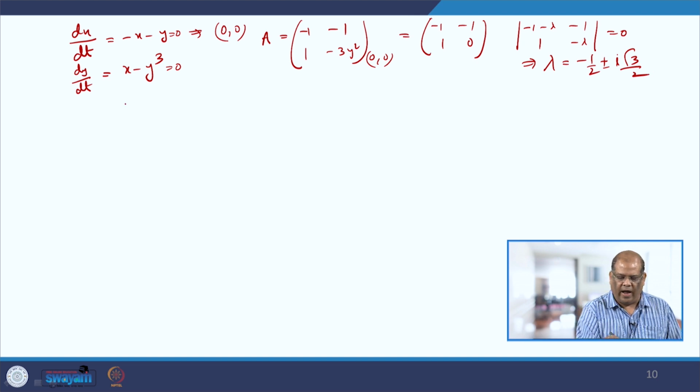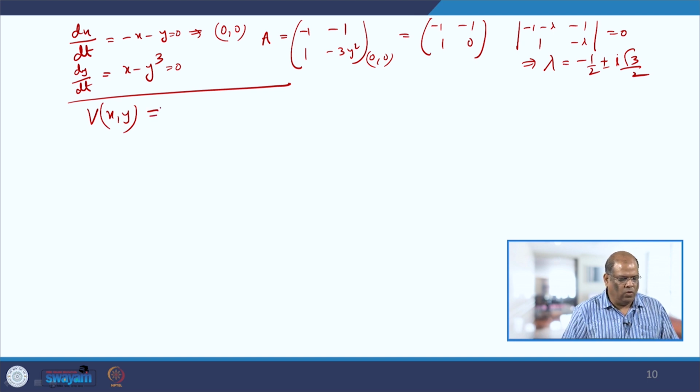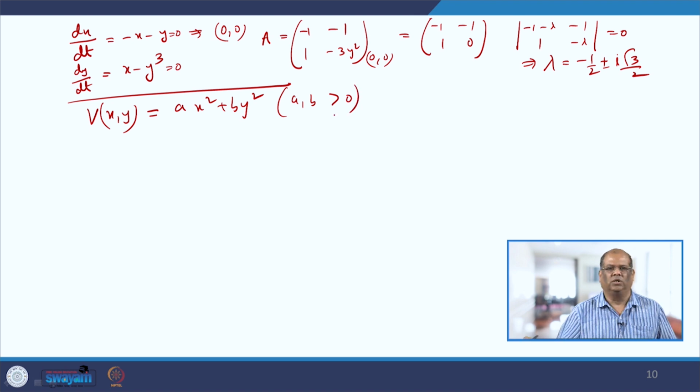So, here we define the function V(x, y) equal to say a x square plus b y square, where a and b are positive constants. Well, the obvious question is how I choose this function. As I told you, there is no hard and fast rule. After looking into a few examples, you will understand.